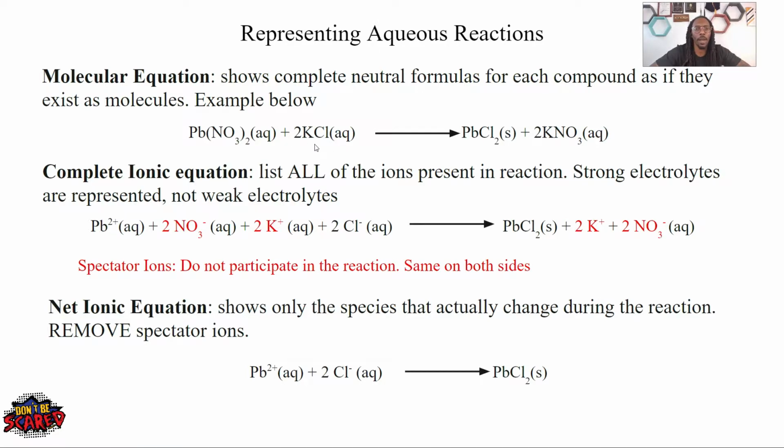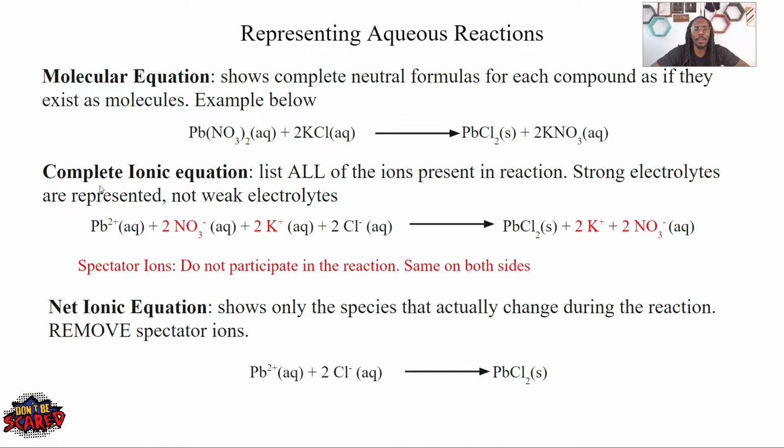And then we can see it's aqueous for our two reactants. It's balanced with our two here. And then we see our products. It's telling me it's going to be a solid here, and then this is aqueous as well. So if we compare that with our next two, we're going to see a little bit of difference here.